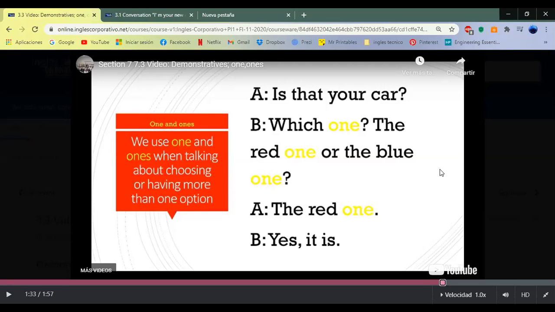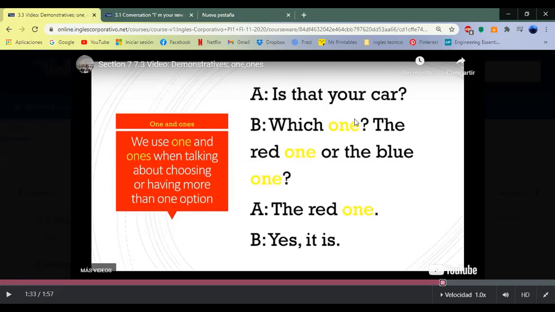Hi. Can you read the example here, please? You're going to read this information. Okay. If that is your car, which one? The red one or the blue one? The red one? Yes, it is. Okay, thank you. So when we're talking, as it says here, about choosing or having more than one option, we are going to use one and ones, and also we use it when we are replacing the noun.